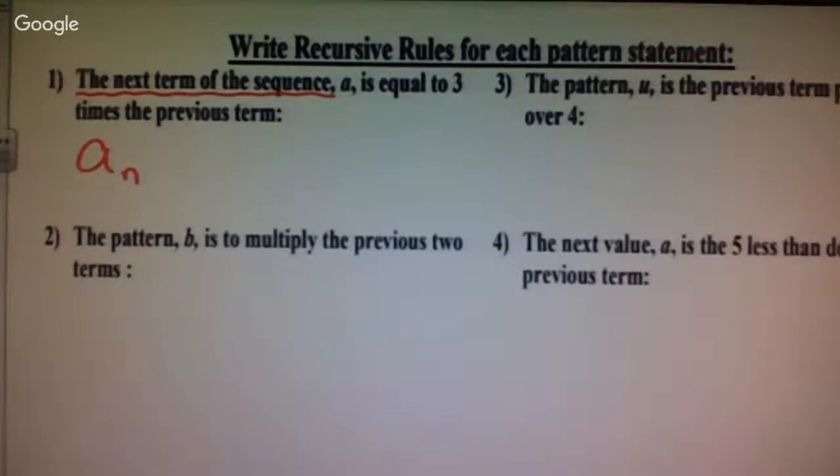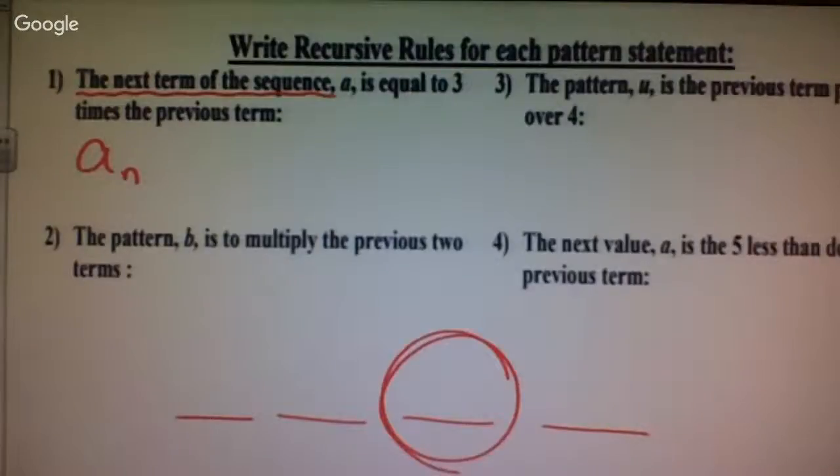Okay. Let me do this. So we want to find this number. A sub n. It says it's equal to 3 times the previous term. So that means I need to go backwards 1 and do what? Times 3. So 3 times the number that comes before it. Oh no, this ain't gonna make sense. Exactly.